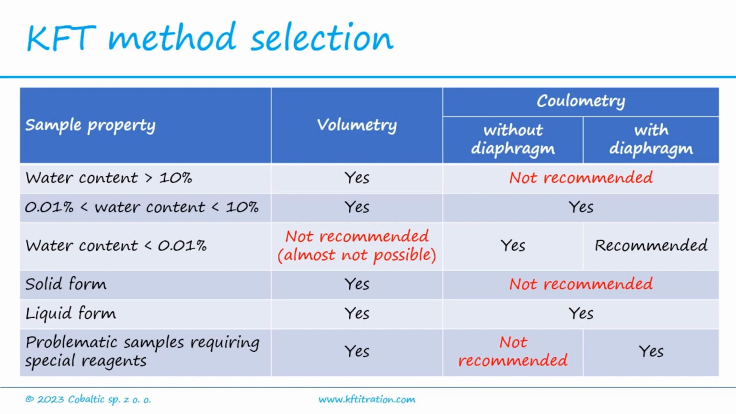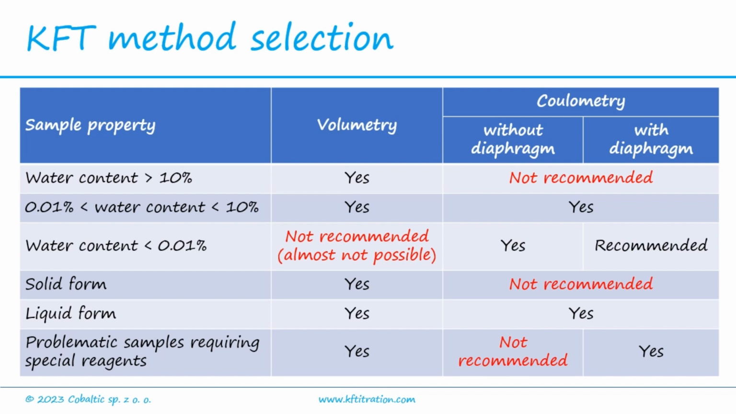Here is a table with general recommendations for sample properties important for KFT. If our sample has more than 10% of water, it is recommended to use volumetry. If it has less than 0.01%, so 100 ppm of water, it is recommended to use coulometry, especially with diaphragm, as this version gives more accurate results. If water content is between 0.01% and 10%, both methods can be used.